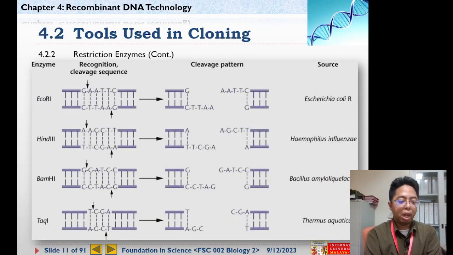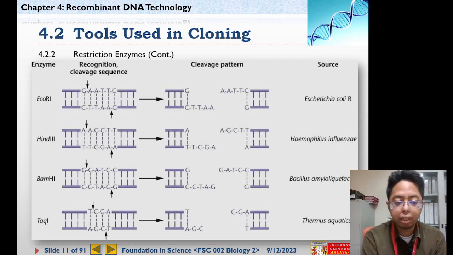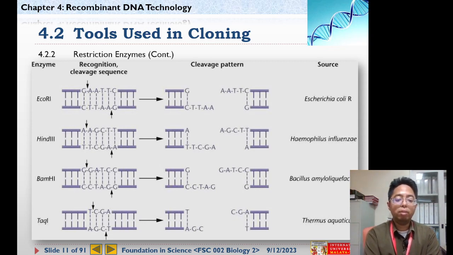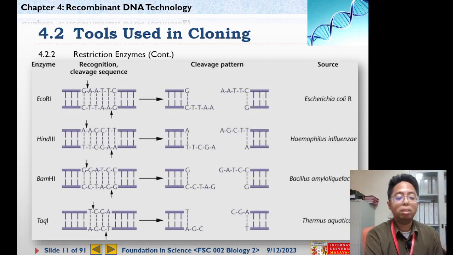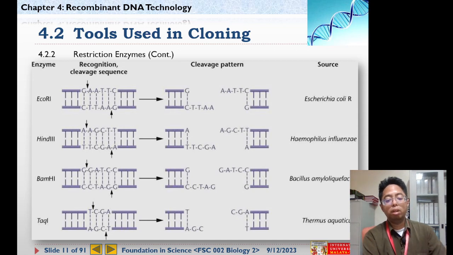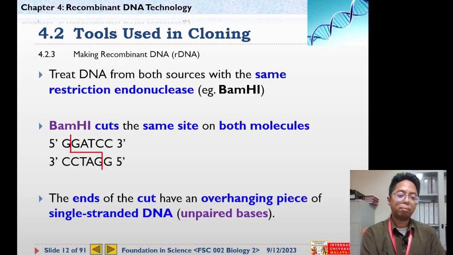Okay. So you have many different types of enzymes. You have EcoRI, which cuts at GAATTC. It comes from the Escherichia coli R bacteria. HindIII, you have AGCTT, from Haemophilus influenzae. BamHI, just the one that we saw just now, GGATCC, from Bacillus amyloliquefaciens. And TaqI, a little bit shorter, TCGA, from Thermus aquaticus.